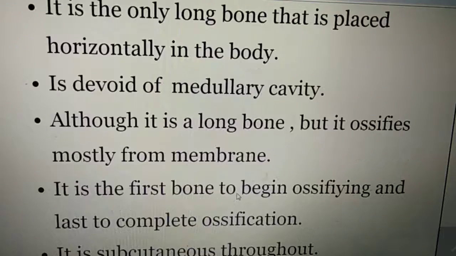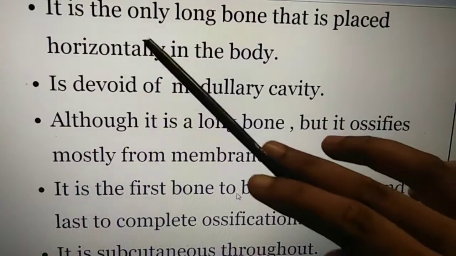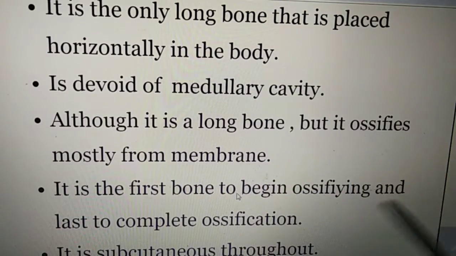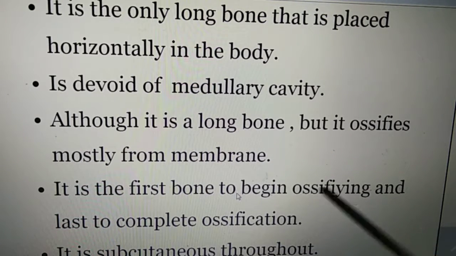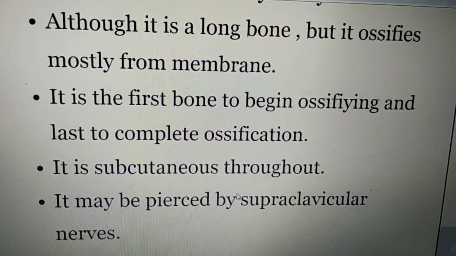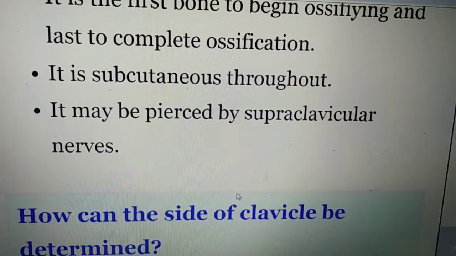So clavicle is the only long bone that is placed horizontally in the body, and it is devoid of medullary cavity. That is, there is no medullary cavity present in the bone. And it is the first bone to ossify, as I said before, and it is ossified from membrane and is subcutaneous. It is pierced by supraclavicular nerve that is placed above the clavicle.